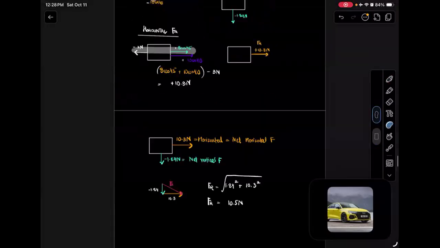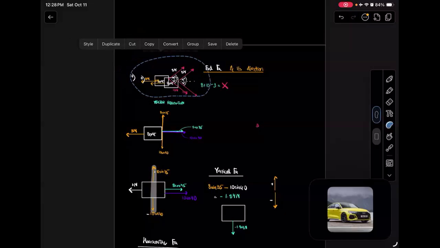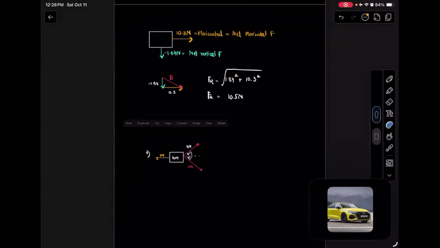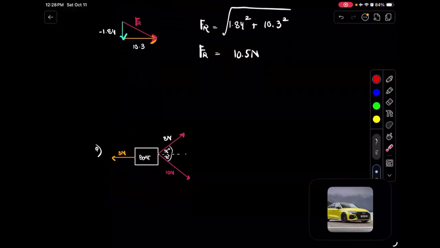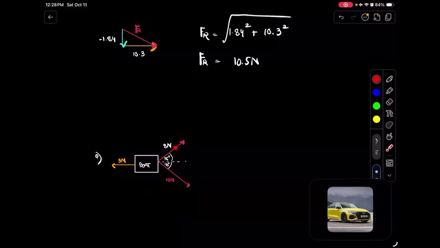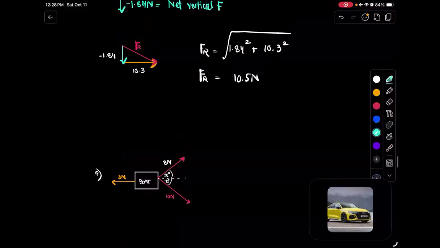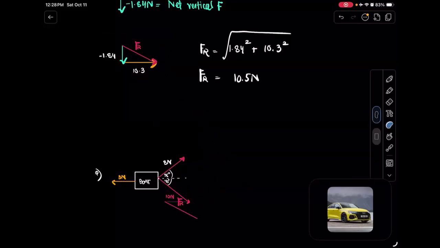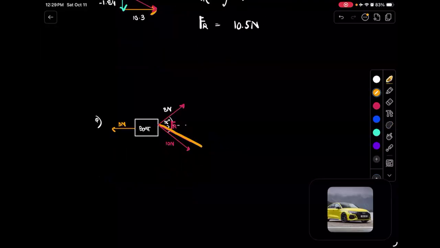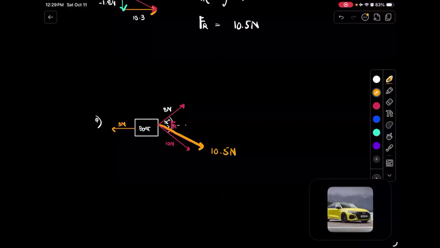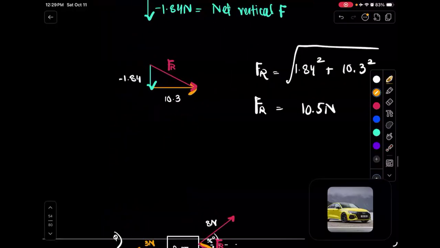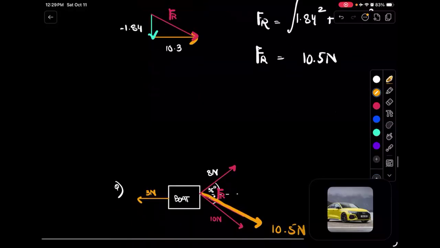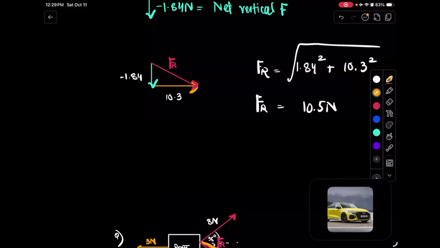So that means if you go back to your original question, the question is telling me that if you use all of these forces, you combine all of these 8 Newton, 10 Newton, 3 Newton, this resultant force would be somewhere over here with the force of 10.5 Newton. And that is by combining all of these forces. And you can even find out this angle, by the way.